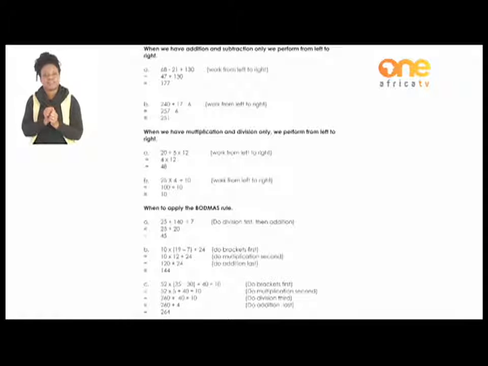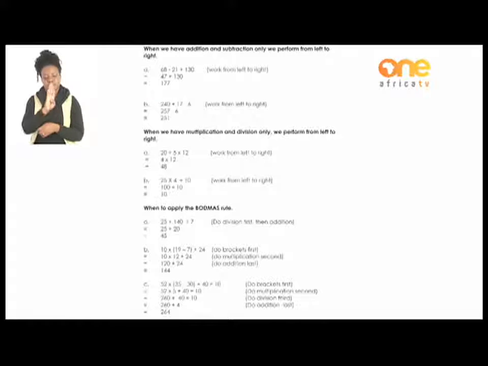Now addition and subtraction are like brother and sister. The one that comes first, that one we do first. So here we have a subtraction first, and that part of the sum we will do first. So we say 68 minus 21 equals 47, plus the 130. And now we do the addition, where we say 47 plus 130 equals 177.